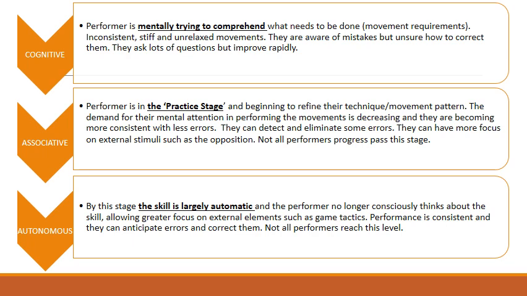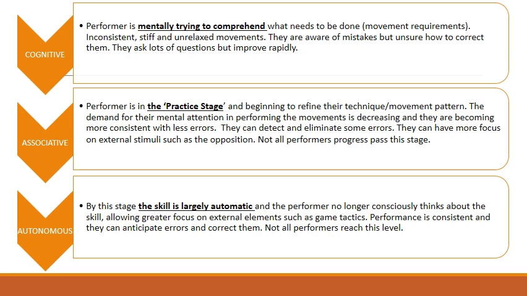Maybe you're getting some spin on it as you're bowling, or some swing, that sort of thing. So let's say our performer's gone through the cognitive through to the associative, and as I said earlier, not all performers progress past the associative stage, but those that do enter a stage which we call the autonomous stage of learning. And by the time they get to here, the skill is quite automatic.